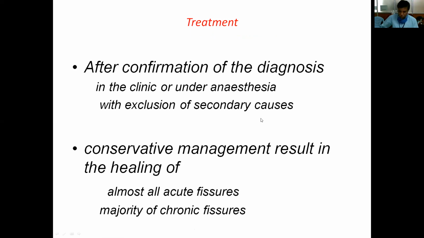So the diagnosis of anal fissure, acute or chronic, is very straightforward. Simple inspection, proper inspection under good light, depending on the symptomatology, will make you diagnose the condition. What you have to do is rule out the dangerous causes of the anal fissure, like malignancy. Because the diagnosis is straightforward, don't go blindly with the diagnosis. You have to first confirm the diagnosis and rule out the secondary causes.